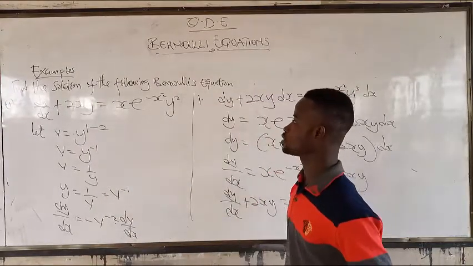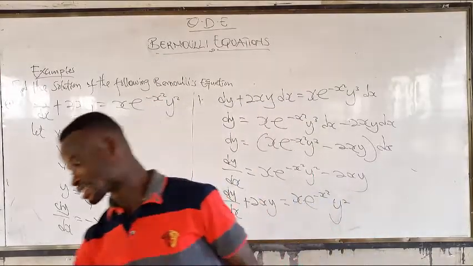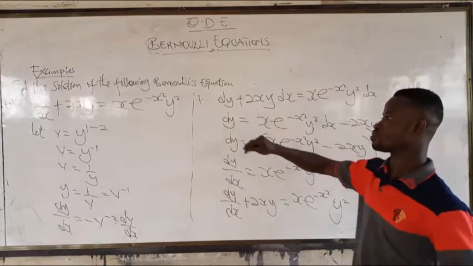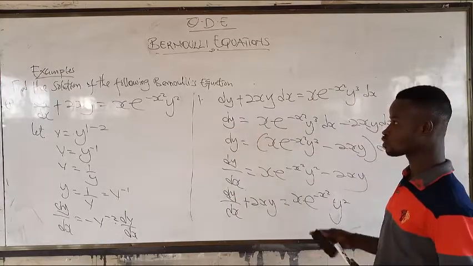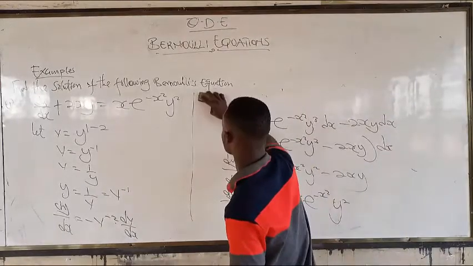The next thing to do is to go and do substitution into the general, the standard form of the equation, but not the question here, but the standard form of the equation of the Bernoulli, alright.